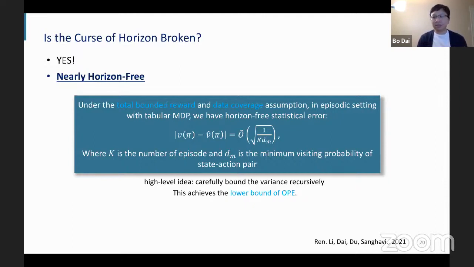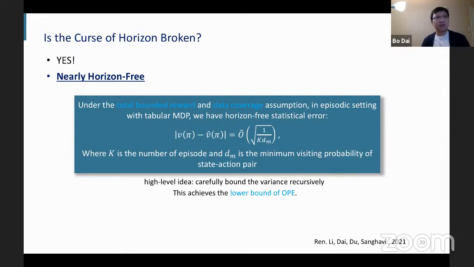Another assumption is called data coverage, which means for every state-action pair, I know this is a little bit restrictive, but anyway, for any state-action pair, you need to make sure it is visited at least once. In other words, your data covers all the support of your distribution of state-action pairs. We prove the theory in the tabular case, but in our paper we extend this to the linear mixture MDP. But anyway, let's come back to the tabular case.